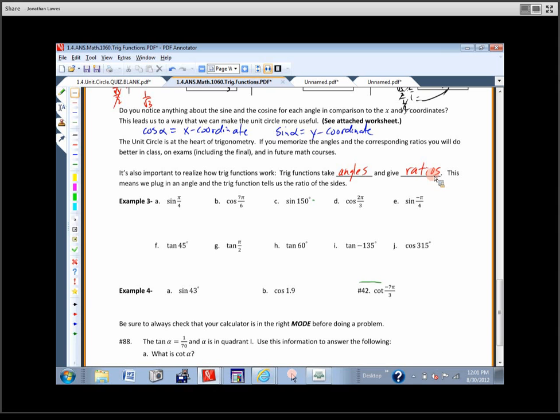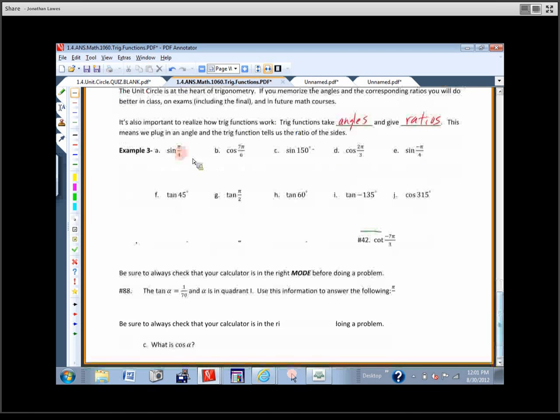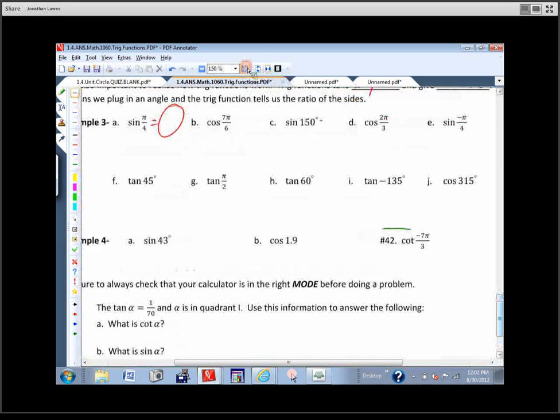So when we do problems like this, all we have to remember is this is the sine function. We give it an angle. We're looking for a ratio. So the answer that we're going to put right here is a ratio. Okay? So I'm going to blow this up just a little bit so we can work.